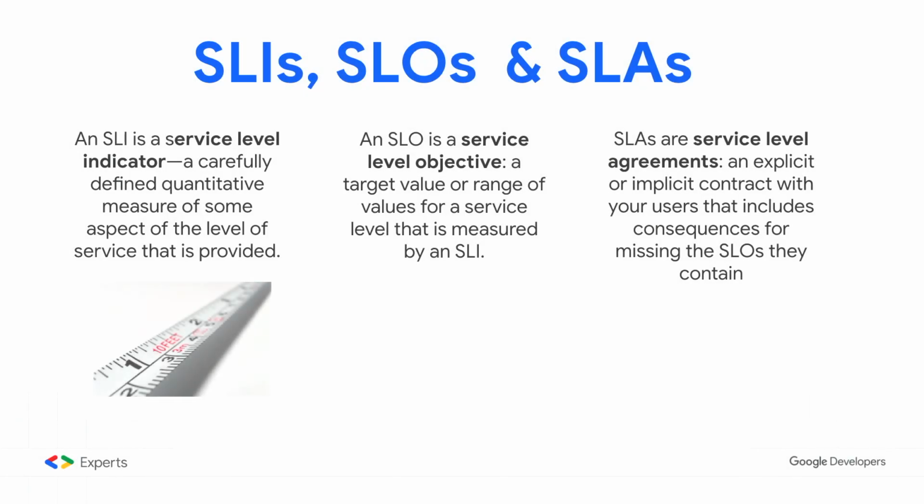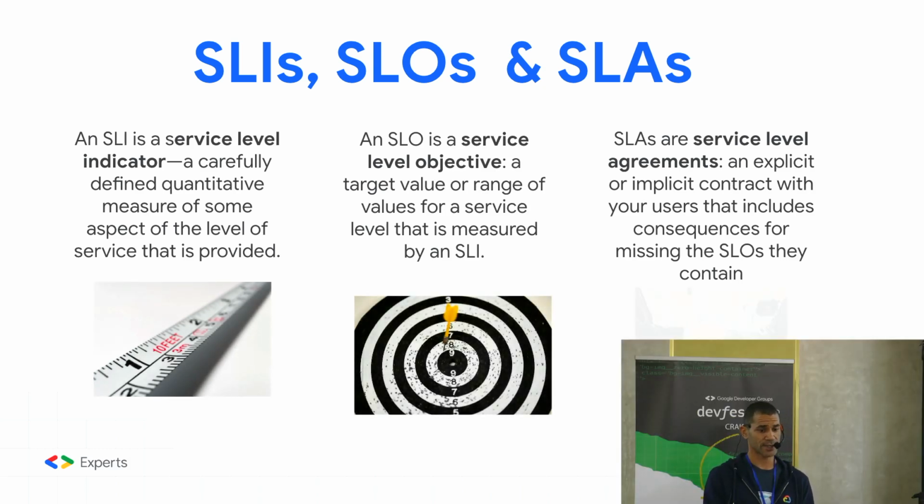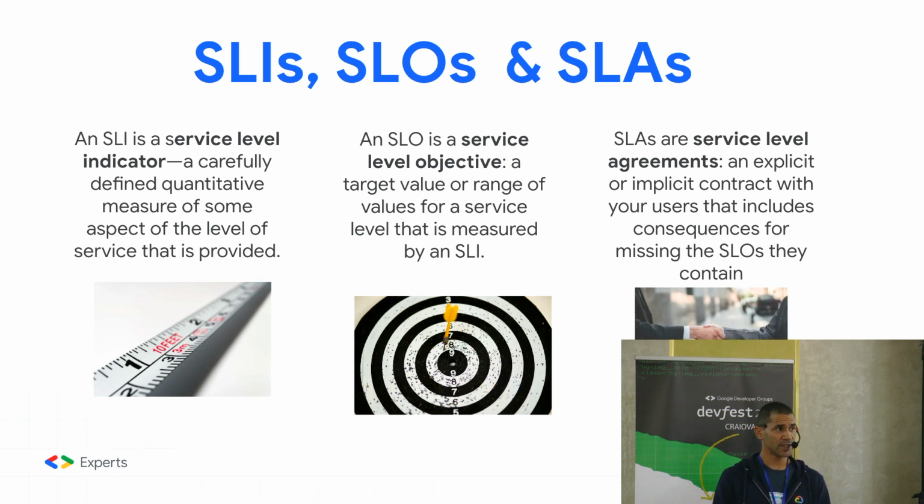Okay, so we touched on a few of the terminologies: SLIs, SLOs, and SLAs. These are the key fundamentals of SRE, and once you start building out a team, these are some of the terms that you're going to become really familiar with. An SLI is a service level indicator, a carefully defined quantitative measure of some aspect of the level of the service that is provided.